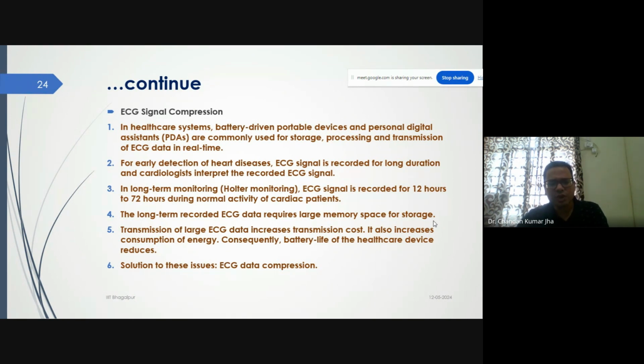So the solution is what? The solution is data compression. You just reduce the data so that it can reduce the transmission bandwidth. If the data is reduced, it will increase the battery life of the device, because suppose a person is in a moving position and the device is not working, it will create a problem during the monitoring. So the overall solution is what?